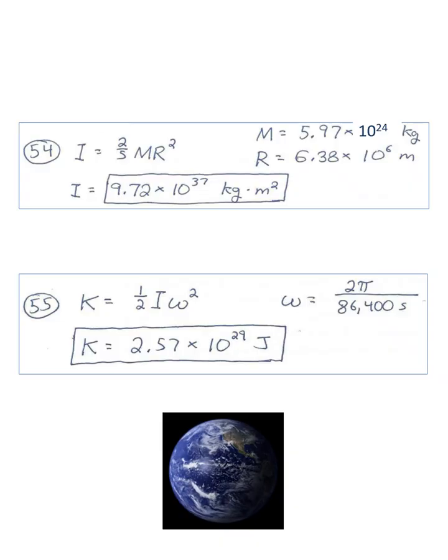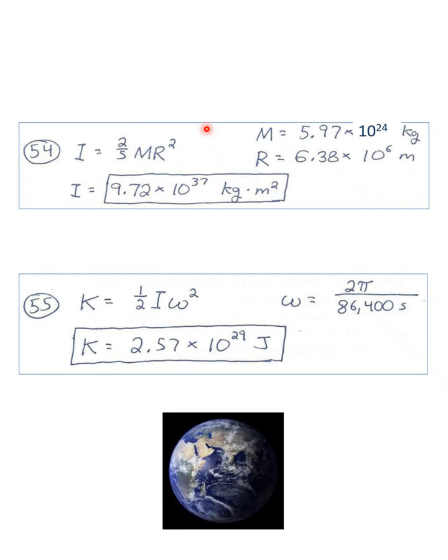Number 54. Using astronomical data from Appendix E, compute Earth's rotational inertia, assuming the planet is a uniform solid ball. All right. Well, uniform solid sphere, moment of inertia is 2/5 mr squared. We need the mass. We can look that up. You don't actually need the Appendix E table. You can use the back of the book.